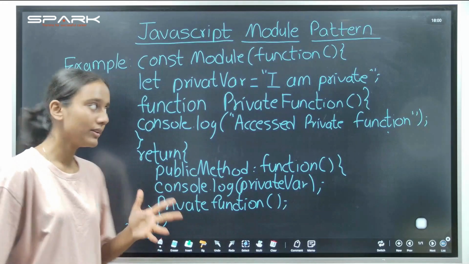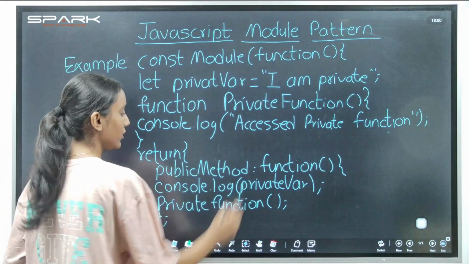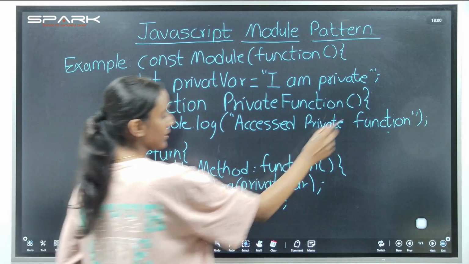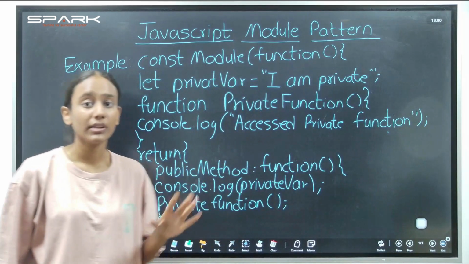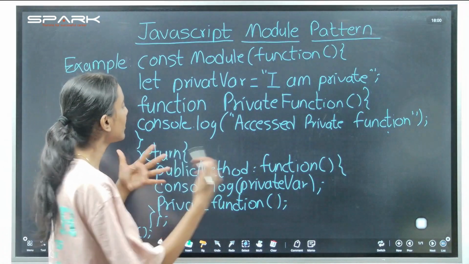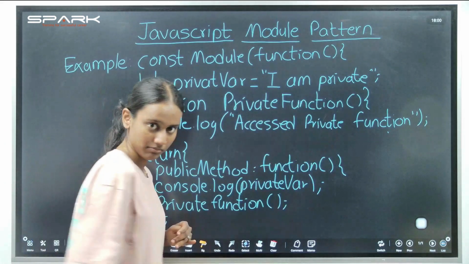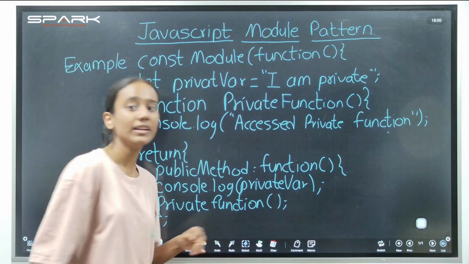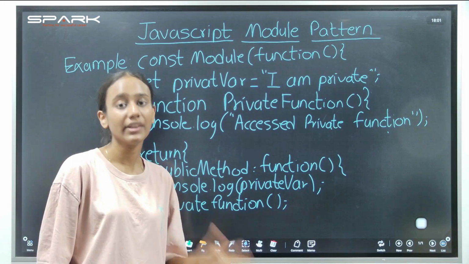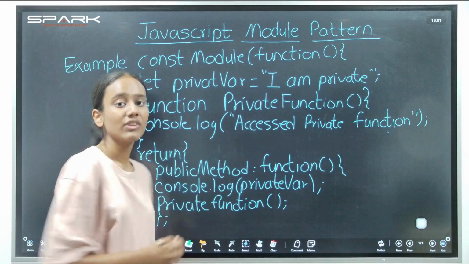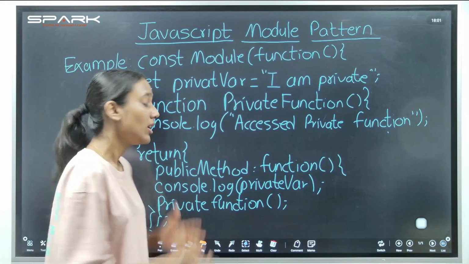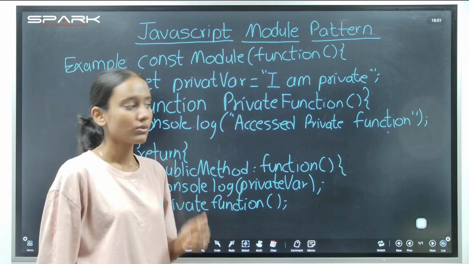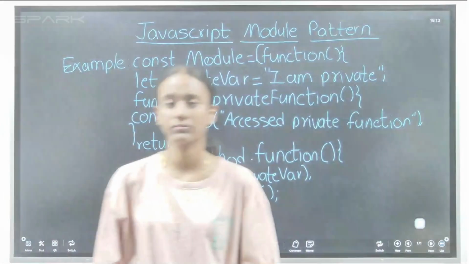So if we call this public method, the output will be "I am private" plus "accessed private function". And if we only call the private function directly, it will show us undefined, because the private function is not accessible from outside, but only this public method can call the private function. So here is the explanation.